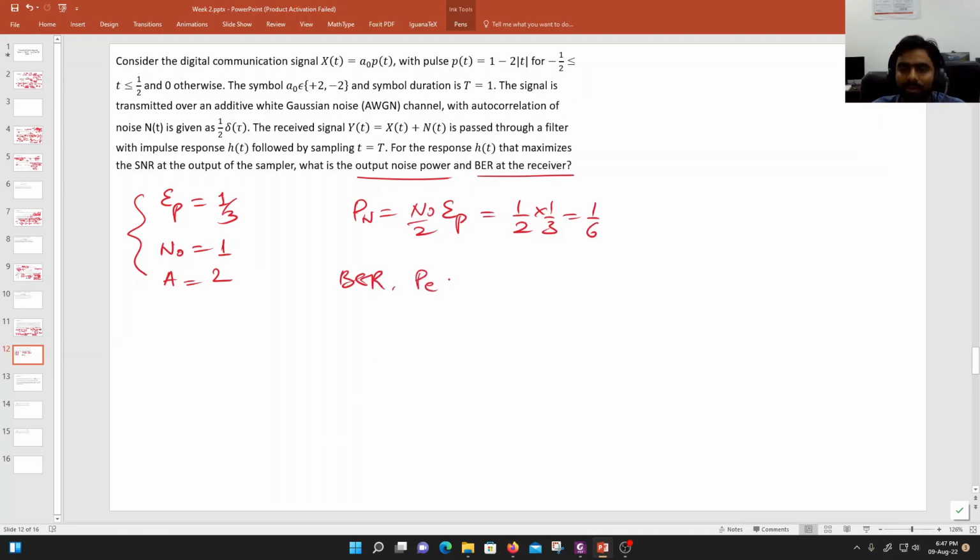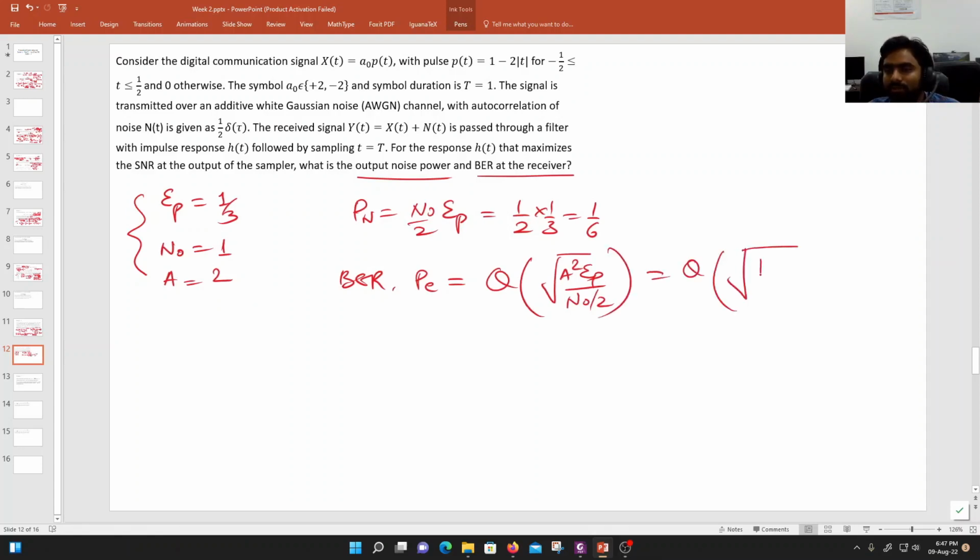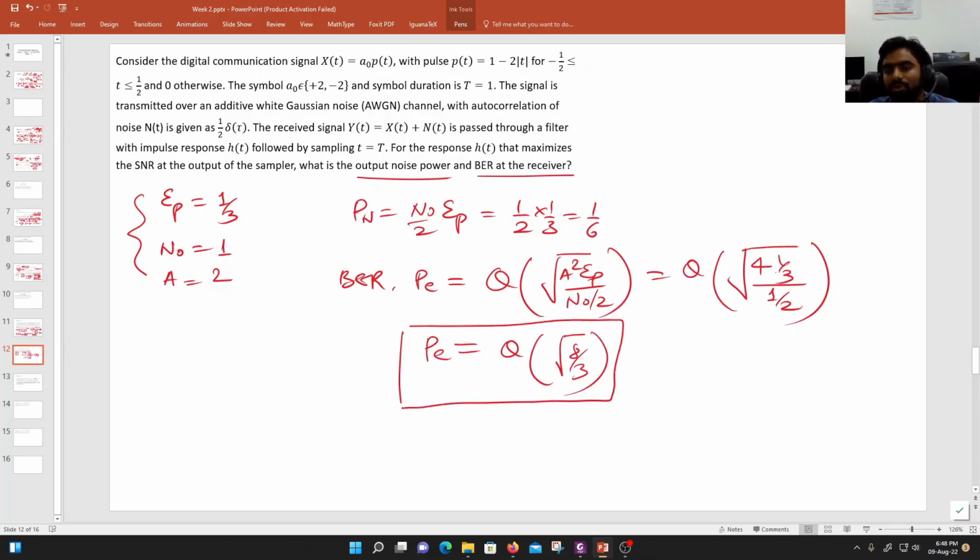And BER, the probability of error, would be Q of square root of A square E of p divided by N naught by 2. So here A is 2, so A square is 4, E of p is 1 by 3, and N naught by 2 is 1 half. It will be 8 by 3. Probability of error is Q of square root of 8 by 3.